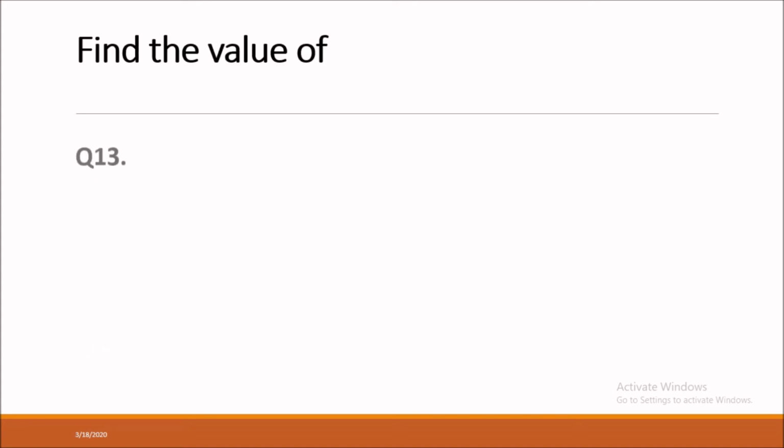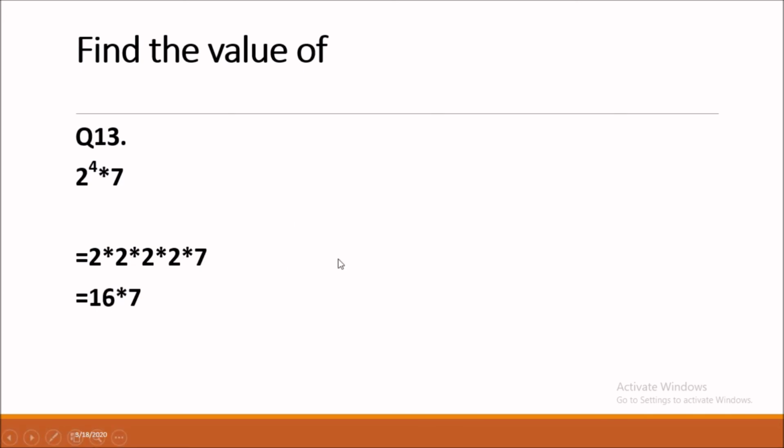Next question, question 13. 2 raised to the power 4 multiplied by 7. I will write this 2 four times in multiplication form. If you revise the definition of the index, the power or index tells us how many times we should write a number in multiplication. So this 4 tells us how many times we should write this 2 in multiplication. I have written it here for you 4 times, 1, 2, 3, 4. Multiplied by 7, and this 7 has a power, that is 1. Keep in mind please. When I multiplied all of them, I got 16 multiplied by 7, so 112 is the product, or you can say the answer.